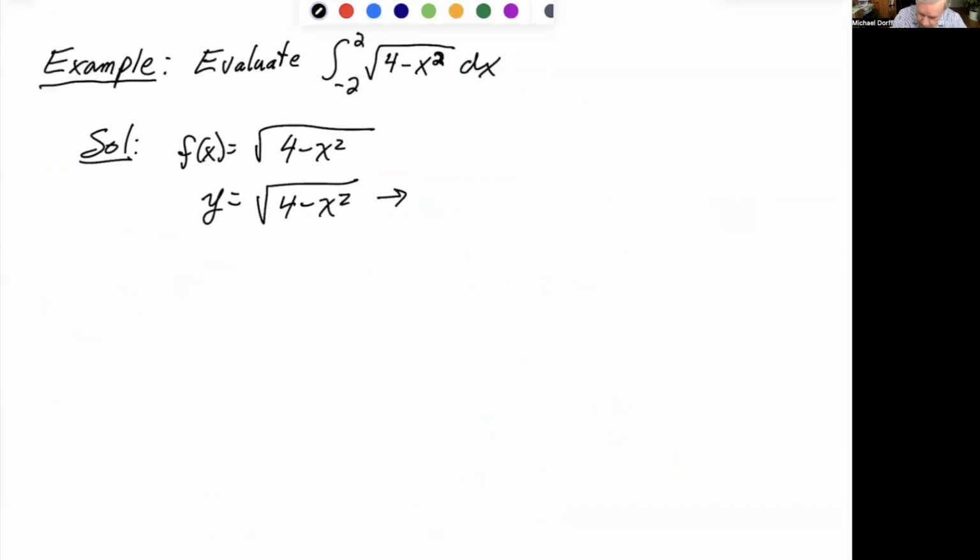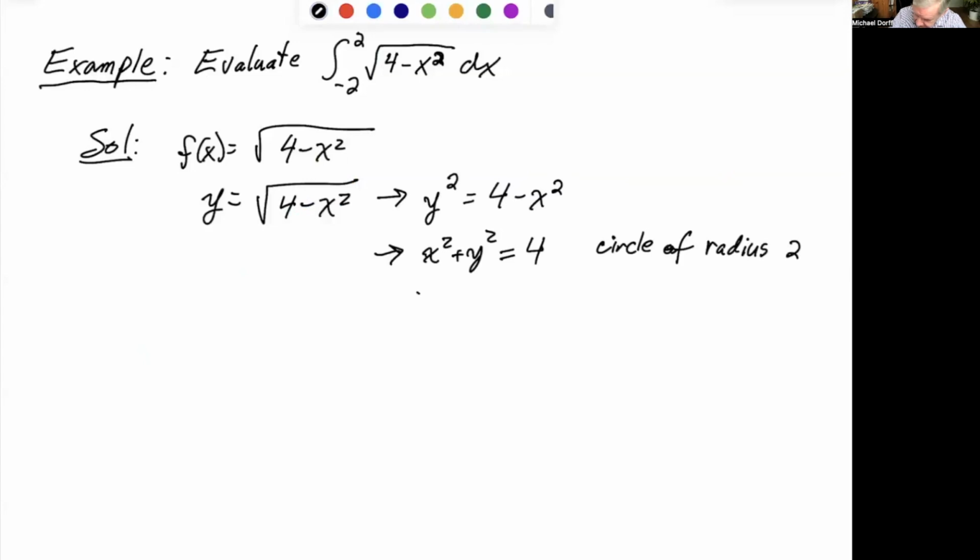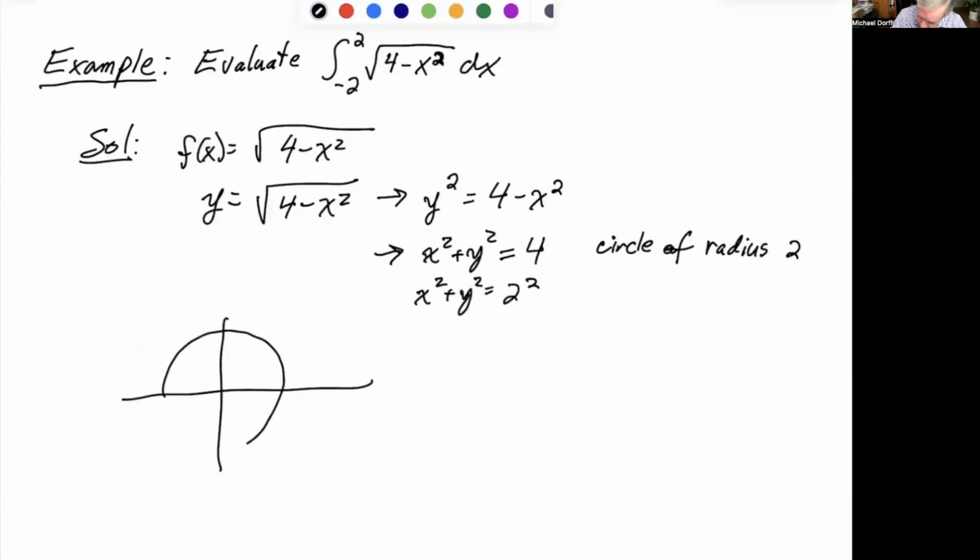Well, let's square both sides. So if I square both sides, I get y squared equals 4 minus x squared. If I bring the x squared to the other side, I'm going to get x squared plus y squared equals 4. What is that shape? That is a circle centered at the origin of radius 2, right? Because it's the same thing as x squared plus y squared equals 2 squared. So it looks like this, a circle here, center at the origin, radius 2, both directions.